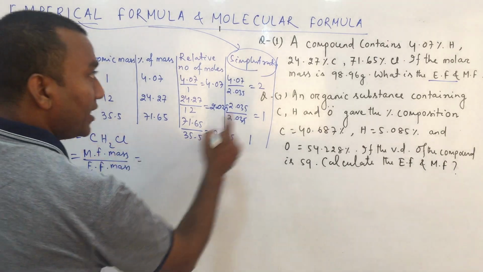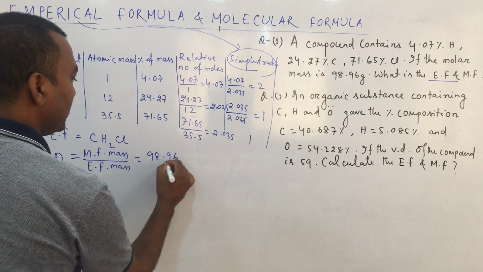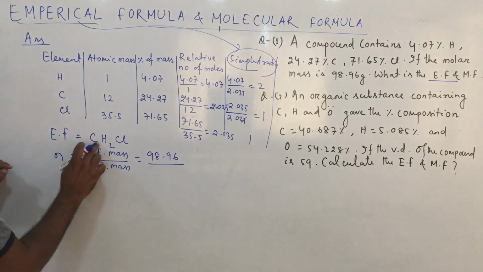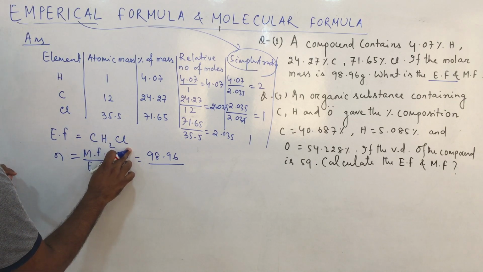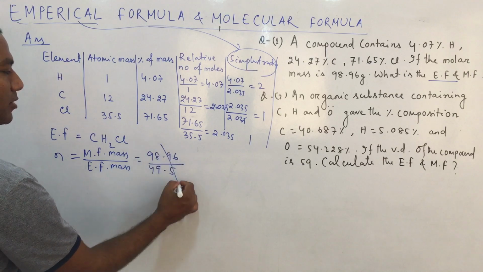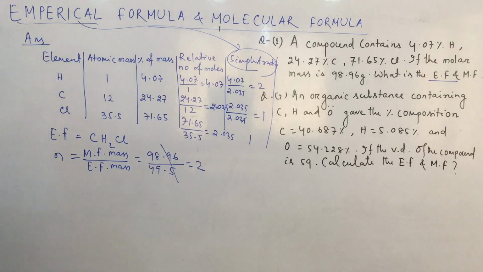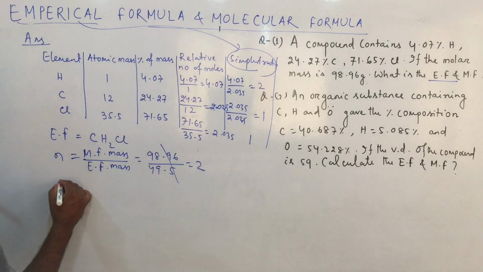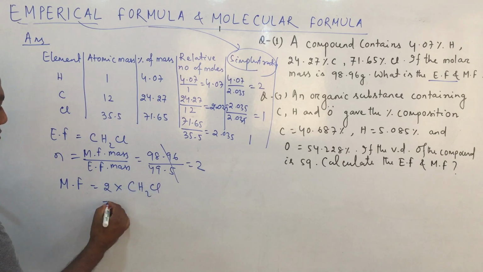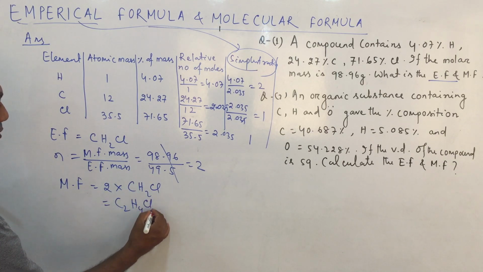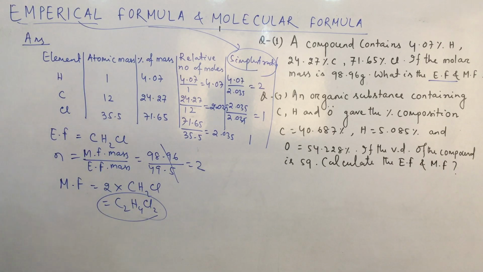So what is the molecular formula mass given? That is 98.96, divided by the empirical formula mass. Its mass: carbon 12, hydrogen 2, chlorine 35.5, equals 49.5. When we divide, it is coming 2. So the question is to find the molecular formula. The molecular formula equals 2 into the empirical formula CH2Cl, so the formula is C2H4Cl2. Clear now?